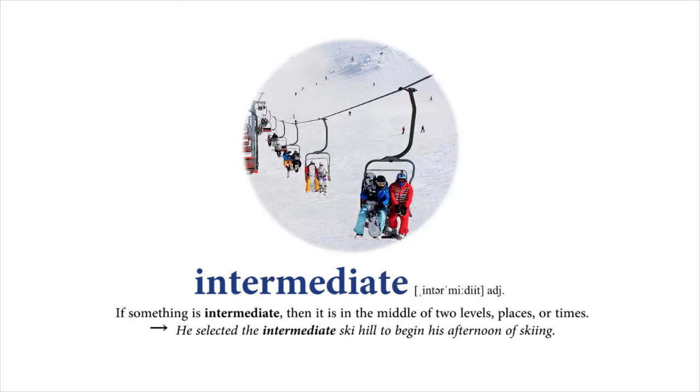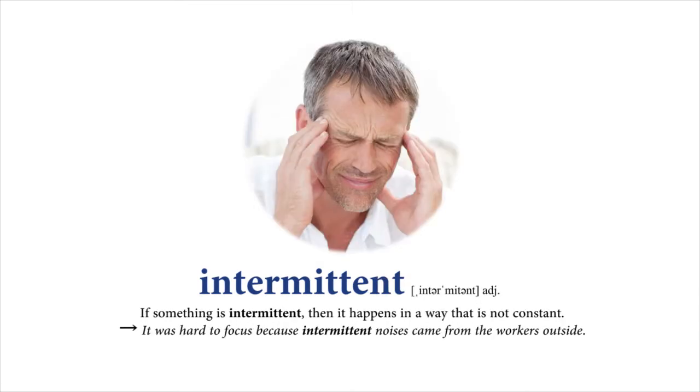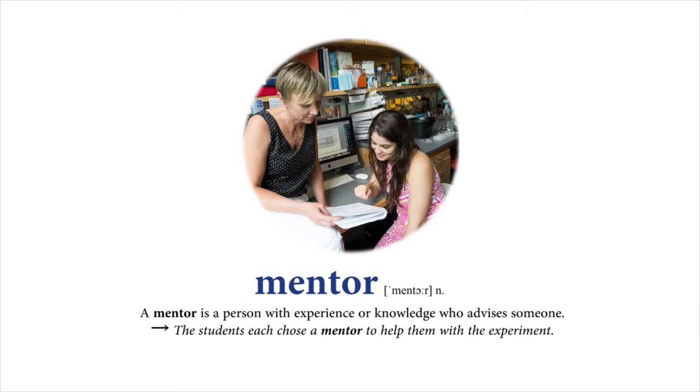Intermediate. If something is intermediate, then it is in the middle of two levels, places, or times. He selected the intermediate ski hill to begin his afternoon of skiing. Intermittent. If something is intermittent, then it happens in a way that is not constant. It was hard to focus because intermittent noises came from the workers outside. Mentor. A mentor is a person with experience or knowledge who advises someone. The students each chose a mentor to help them with the experiment.